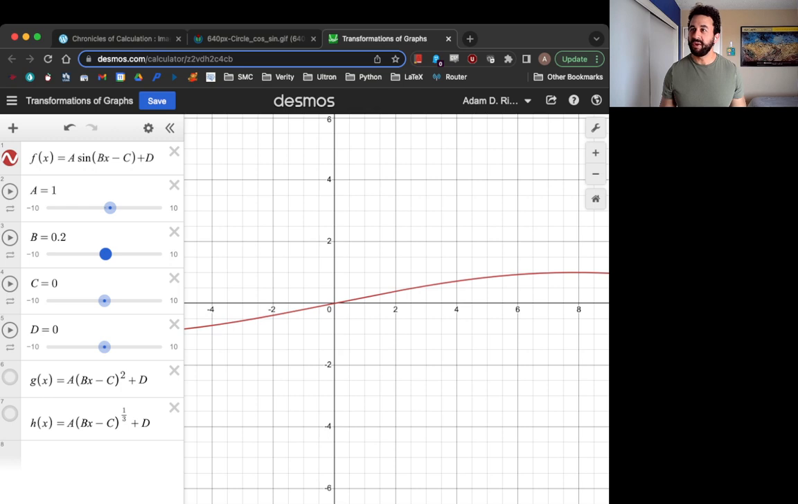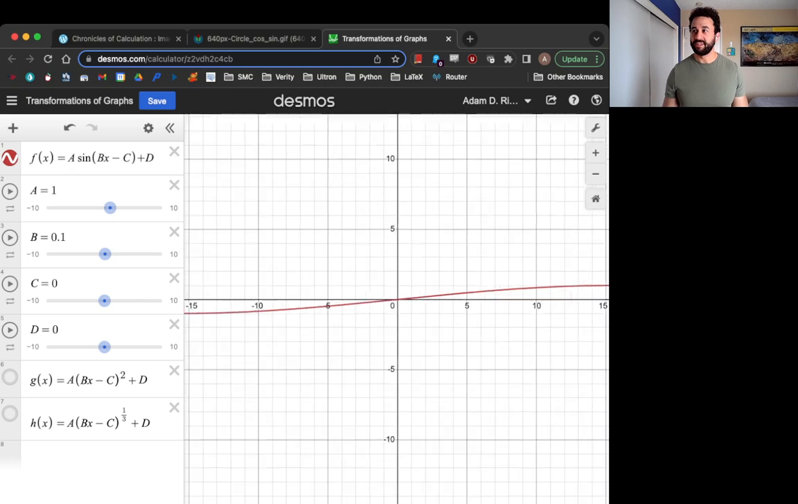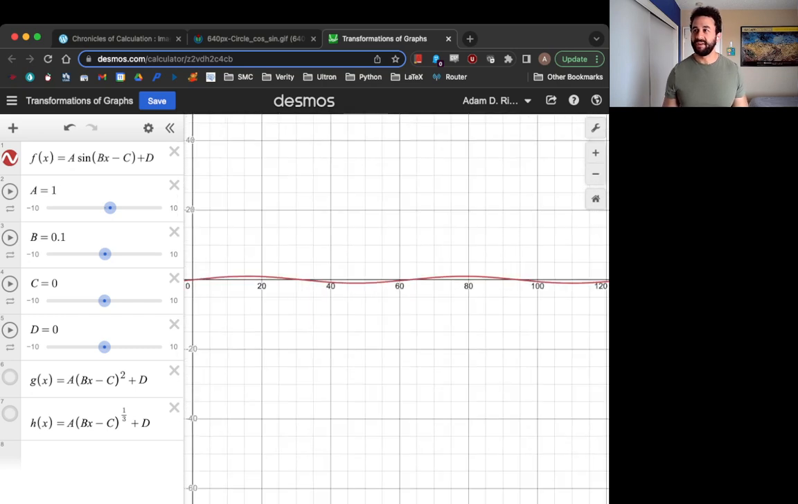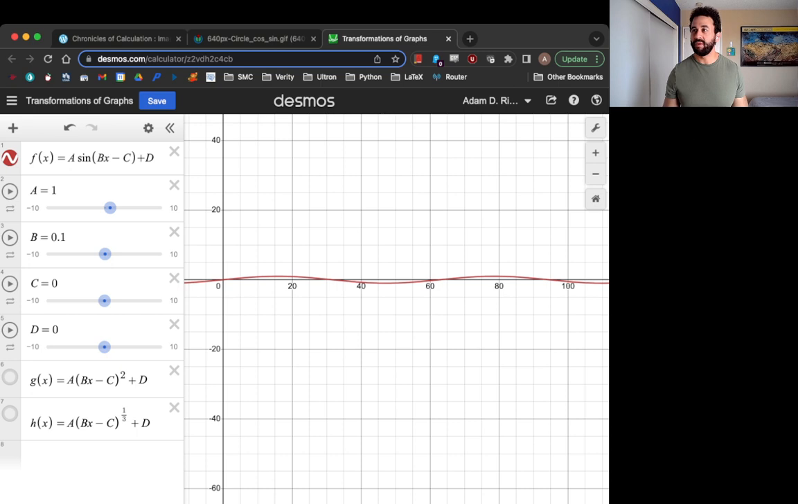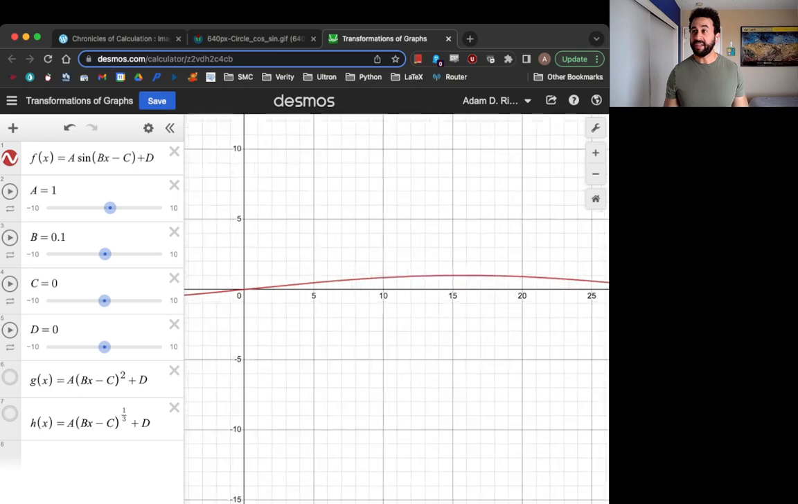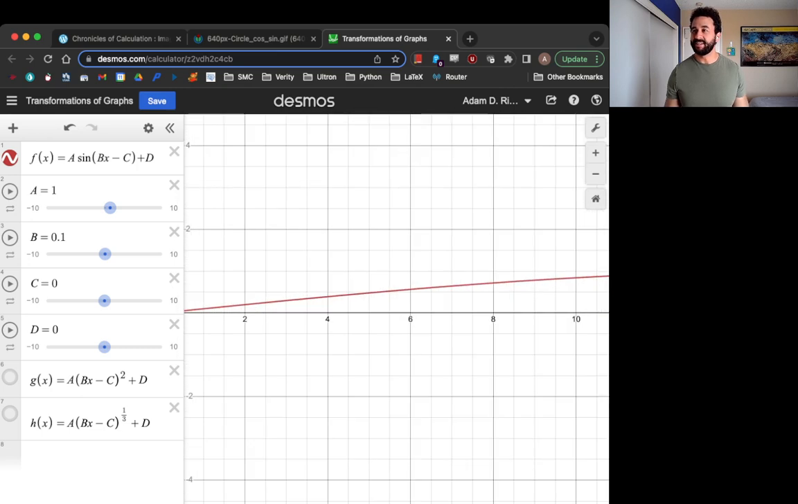So when b is 0.1, when b is 1/10, that means you're going around the circle 10 times slower than normal. So that really affects the period. So now the period is way long. There we go. Way longer. It's hard to see on this particular zoom out, but the height has not changed. The height is still 1.